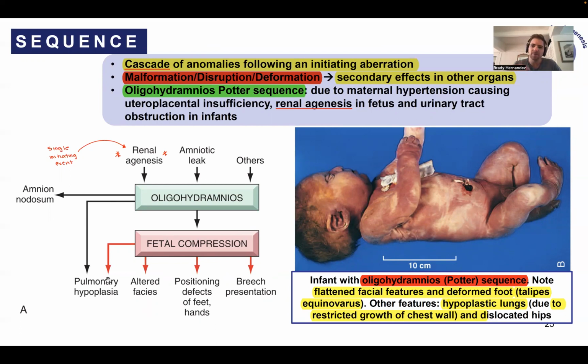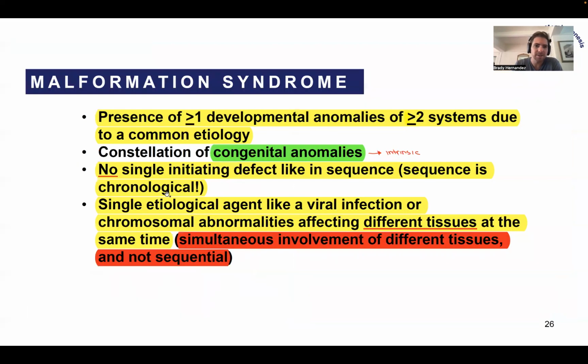Remember that the process of cycling through the amniotic fluid helps to develop the lungs. So you get pulmonary hypoplasia. You may get some sort of deformation. Look at the feet. Maybe the baby was constricted in there because of the lack of amniotic fluid. So stuff like that can lead to it. But the point is, it's a sequence. It's one thing that led to a bunch of different other things.